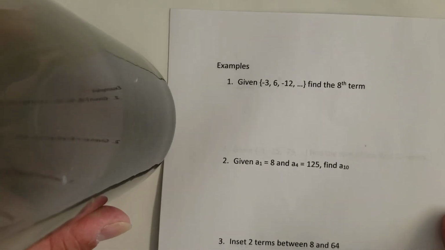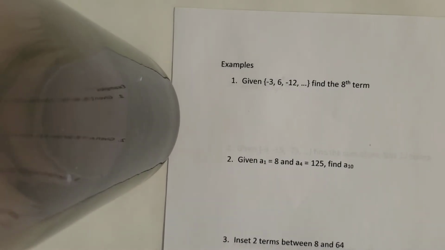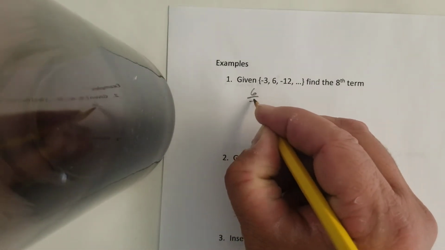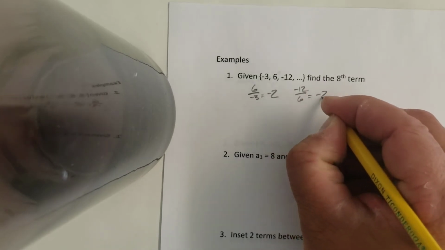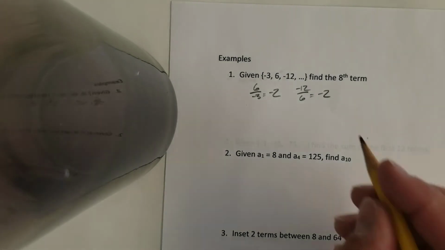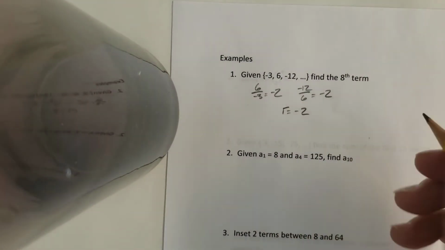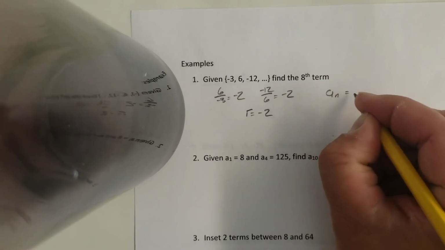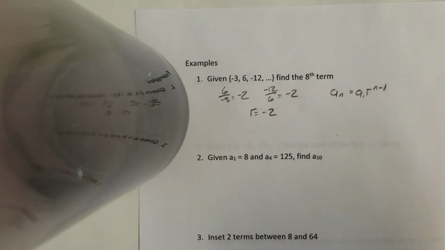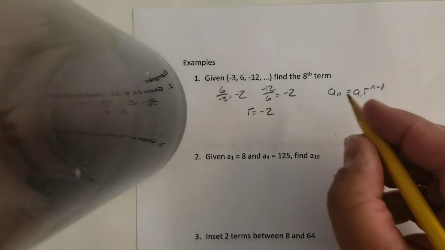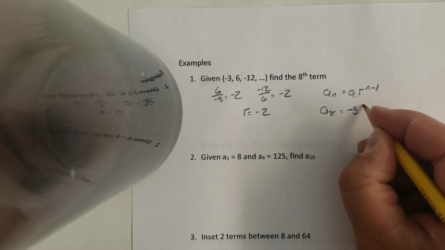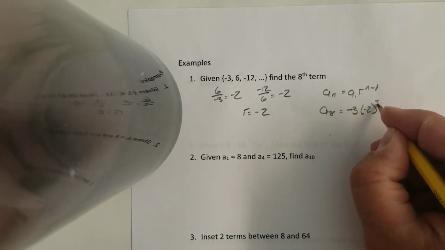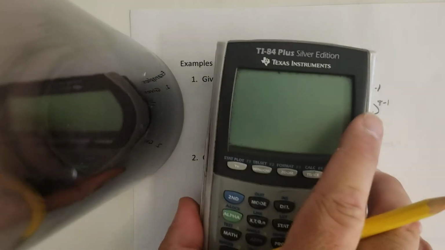Given -3, 6, -12, find the 8th term. The first thing you want to do is find your ratio. 6 divided by -3 is -2. -12 divided by 6 is -2. Always check it. So your ratio comes out to be -2. Again, I like to always write out my formulas. It helps you to learn them better. So I want the 8th term: my first term times my ratio to the 8 minus 1 power. We put that in our calculator.